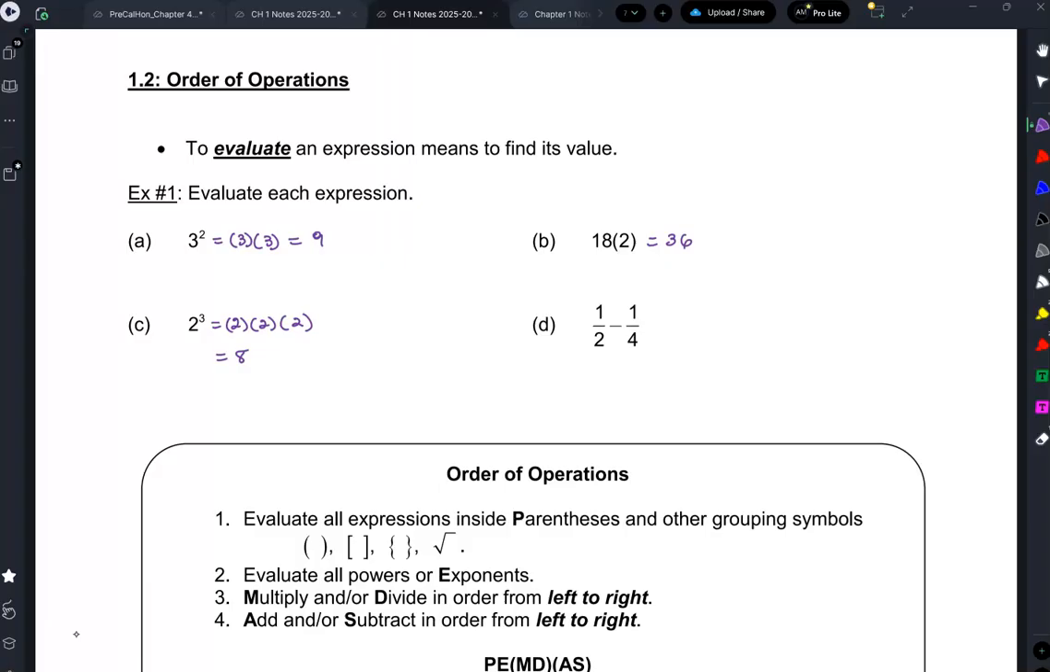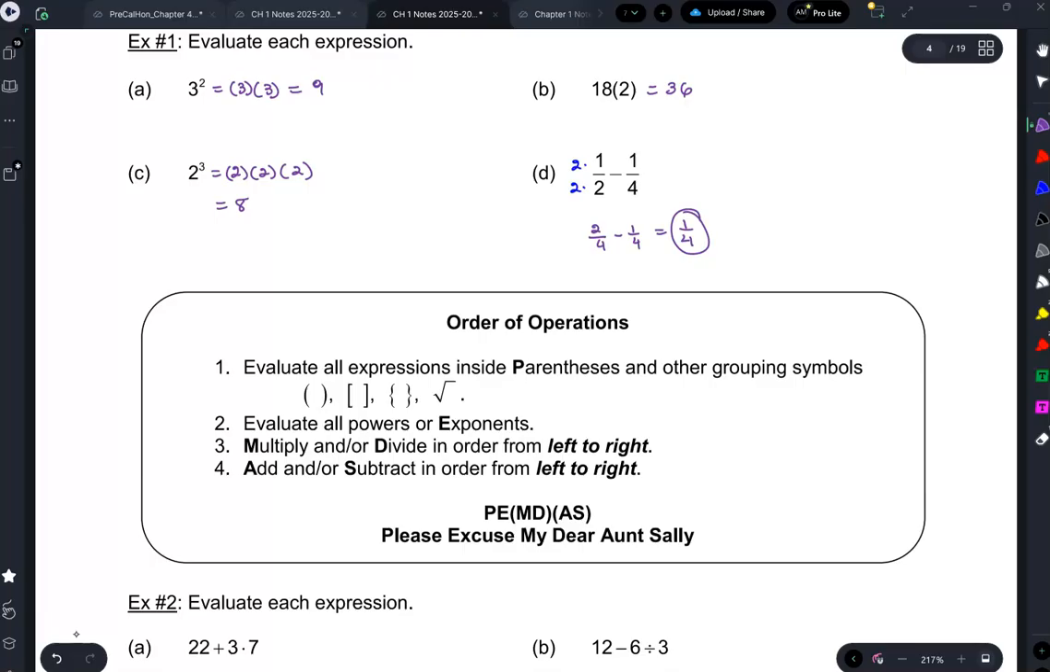Here I have 1 over 2 minus 1 over 4. Remember, I need to do a common denominator, right? And between the 2 and the 4, the common denominator will be a 4. So I multiply by 2 here. So I get 2 over 4 minus 1 over 4. And that's 1 over 4. Okay? All right. Now, let's talk about order of operations.